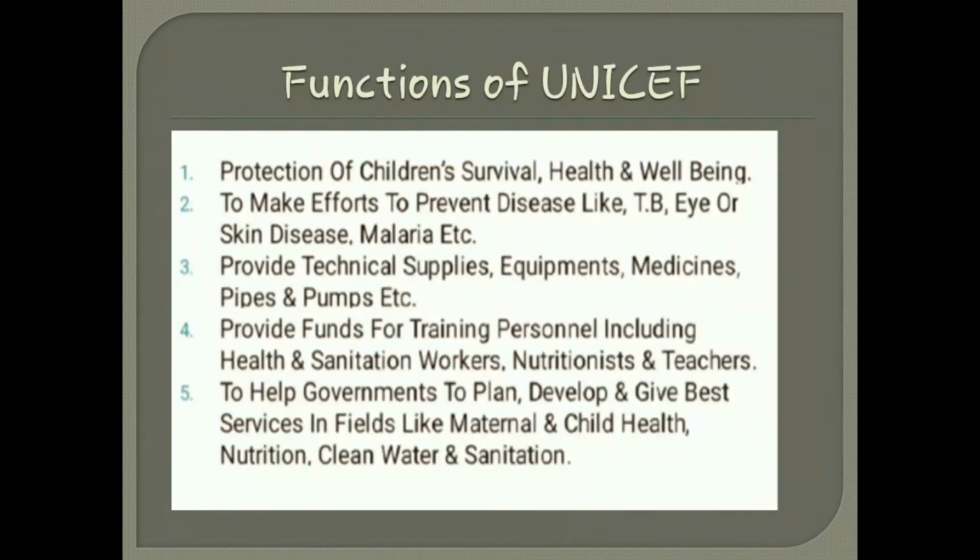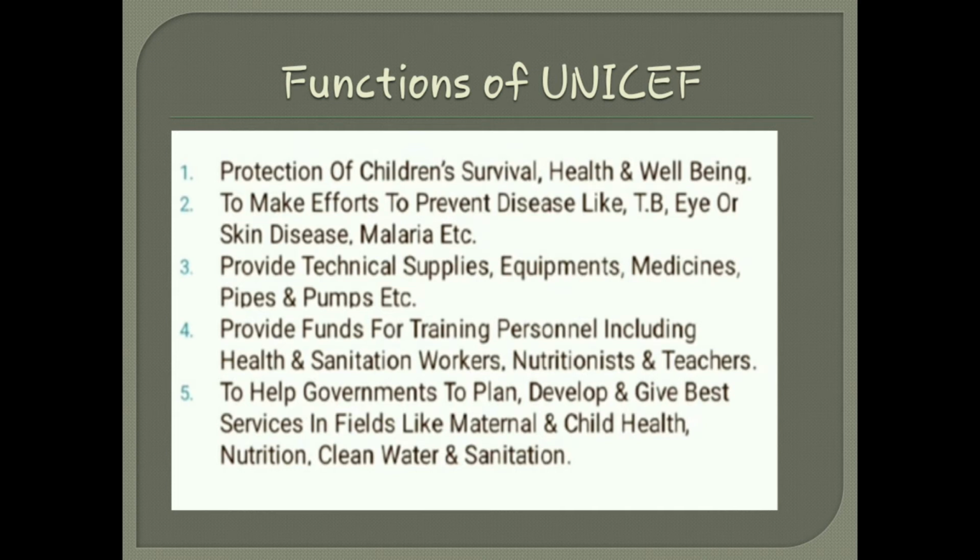Let us learn about what are the different functions of this agency. UNICEF works for protection of children in respect of their health, their well-being, and survival. This is done in cooperation with individuals, civic groups, governments, and the private sector. Secondly, it provides funds for training personnel, including health and sanitation workers, teachers and nutritionists. Universal child immunization against preventable diseases was one of the leading goals of UNICEF.